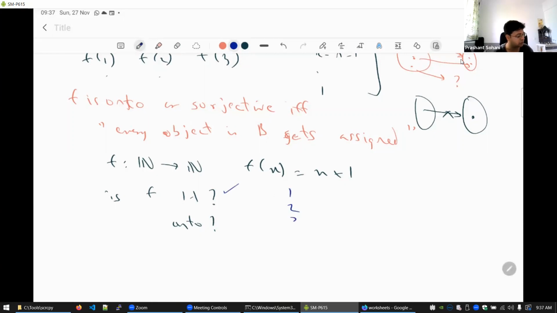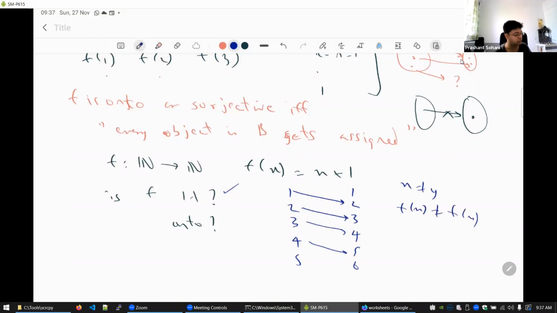Right. Because the picture is looking something like this. This is our first set. This is our second set. So 1 is getting mapped to 2, 2 gets mapped to 3, etc. So it is 1 to 1, because if x is not equal to y, then f(x) will also not be equal to f(y). So it is 1 to 1, but it is not onto because there is nobody who maps to the first element, right?